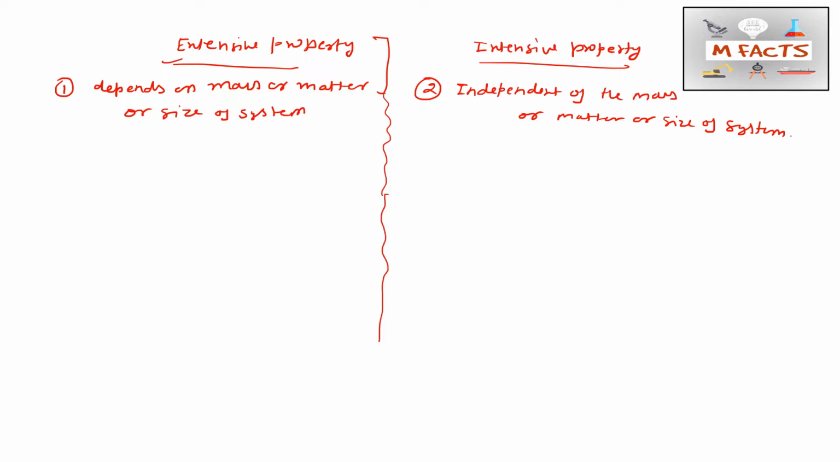An intensive property may be the color of that substance, or temperature, very basic. Temperature does not depend on the mass or matter of the system. Boiling point is also an intensive property. Melting point is also an intensive property. Hardness is also an intensive property. Pressure is also an intensive property.